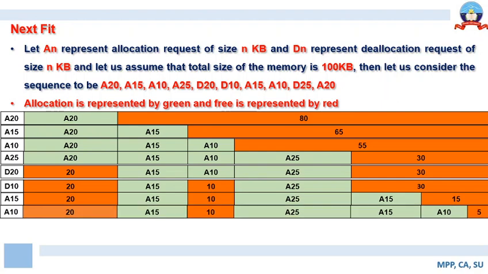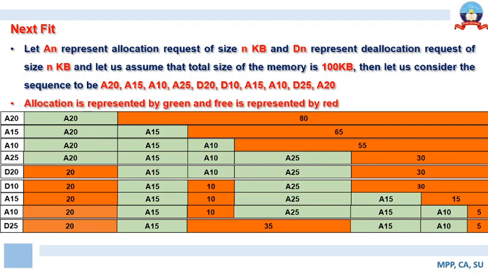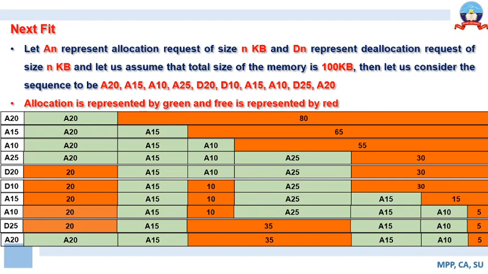So further memory allocation will be done after the last allocation that was of 15 kilobytes. Then we have a deallocation request of 25 kilobytes. So now we have three holes of 20, 35 and 5 kilobytes that can be utilized in order to accommodate a process. Now we have an allocation request of 20.